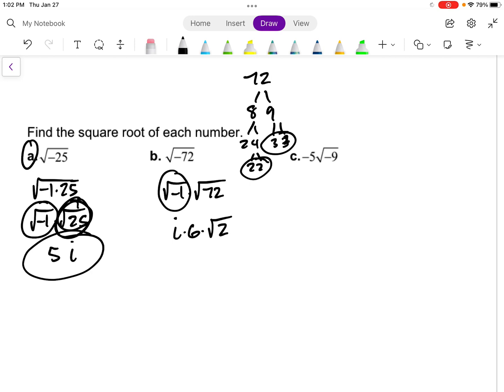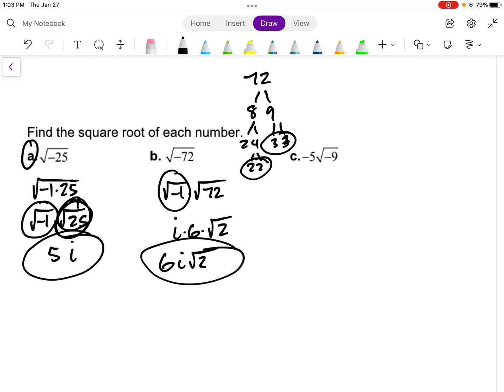Okay, now the way we write, so that's my answer. That's simplified as far as we can go. But the way we write it usually is I put the 6 first, the i second, and we put the radical, the square root, on the end. So square root of -72 simplifies down to be 6i square root of 2.